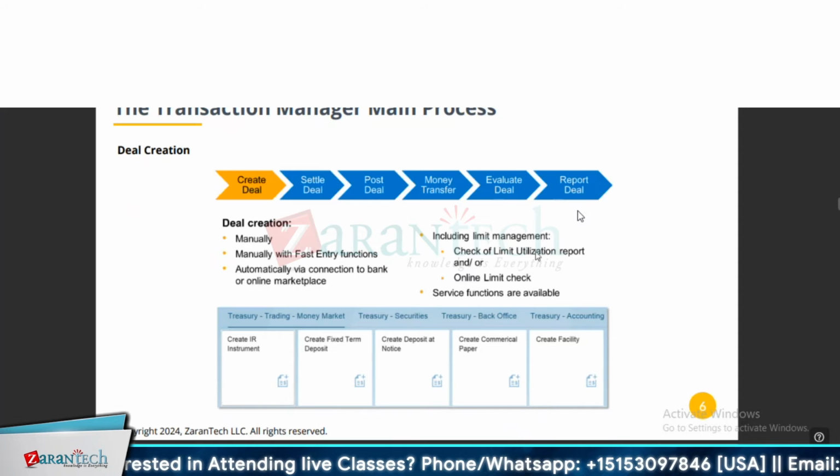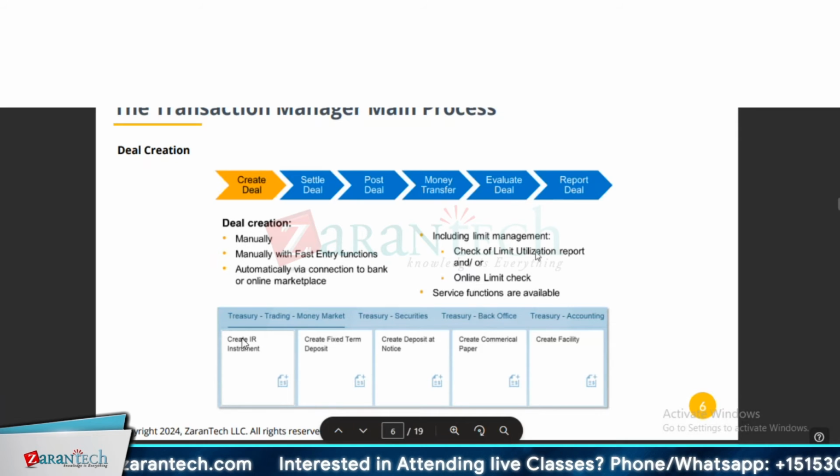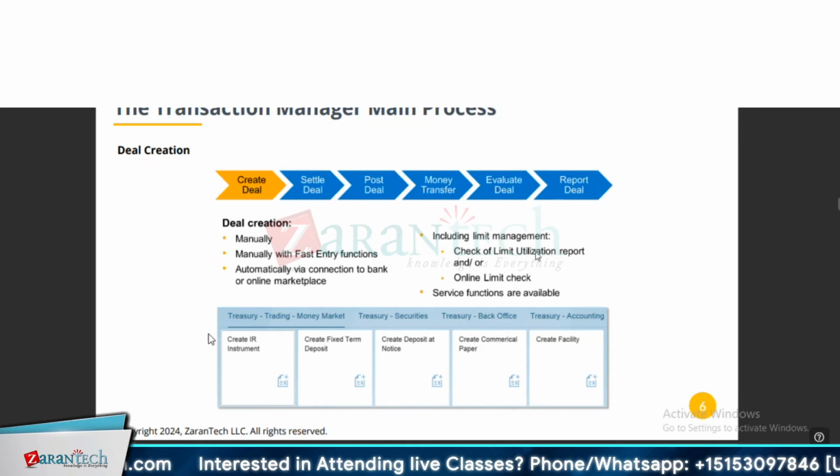Deal creation can be done in multiple ways. We can create the deals manually. There are fast entry functions available for creating a deal. We can also create a deal automatically by connection to the bank or online marketplace. But usually in SAP, when we are doing an implementation with a client, we suggest a manual deal creation. We might automate other processes like posting to accounting and payment, but the deal creation process we keep as a manual process. The Create IR Instrument Fiori app is used to create deals for your money market.